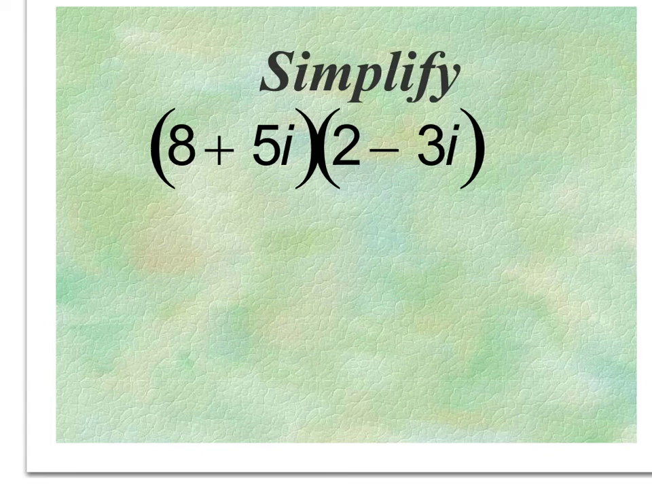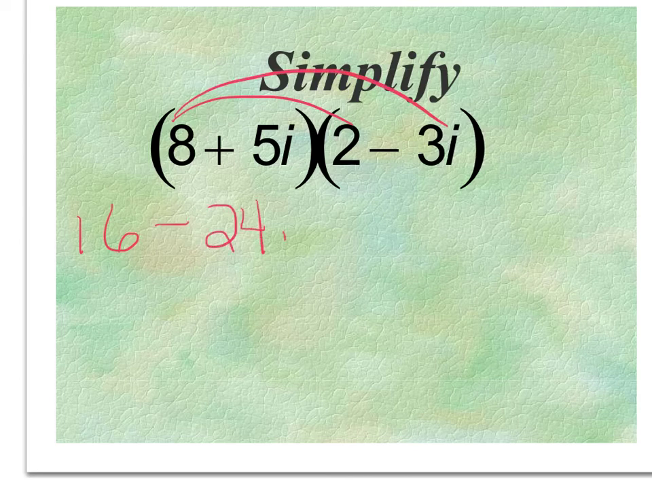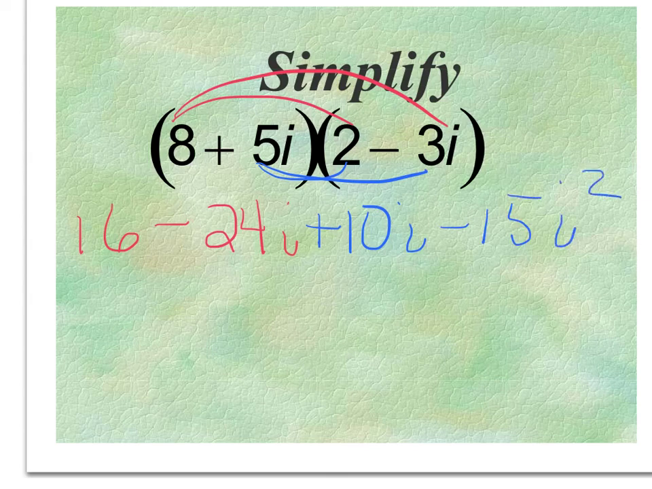Okay, so hopefully you're ready and you've already done it. If you go through, I'm going to do first times first is 16. Outside times outside is negative 24i. Inside times inside gives me plus 10i. And last times last gives me minus 15i squared.